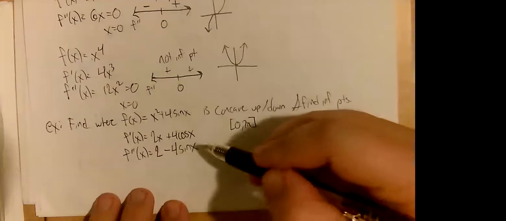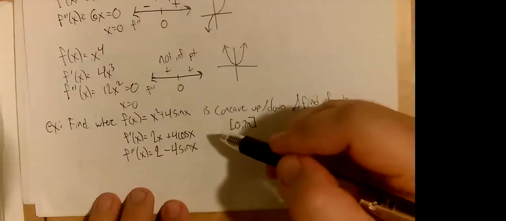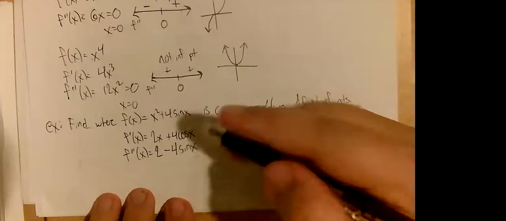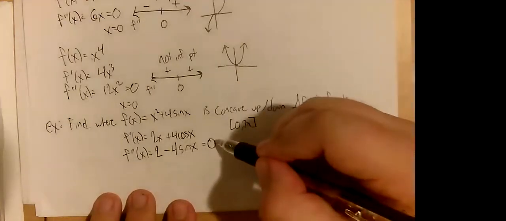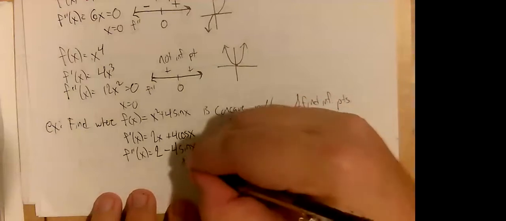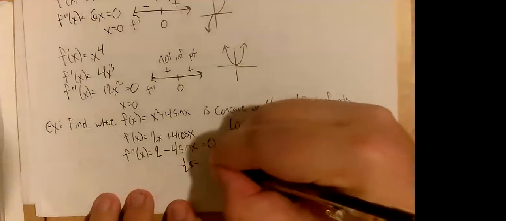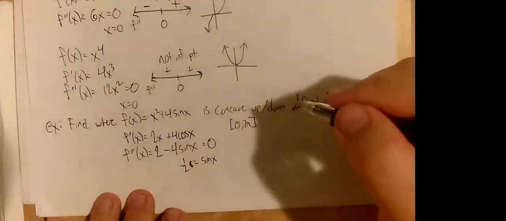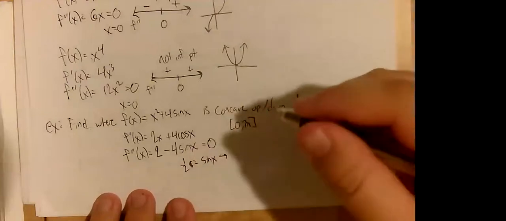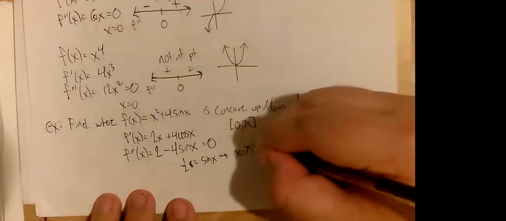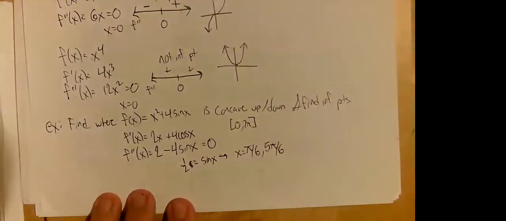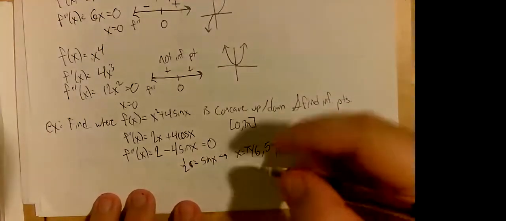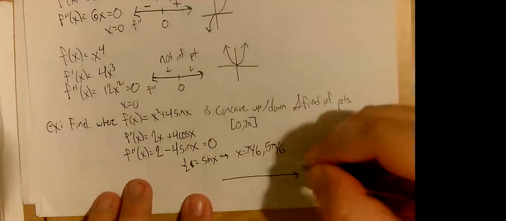So we want to see where this is 0 or undefined. Now, sine isn't going to be undefined anywhere, so we just need to see where this is going to equal 0. So I'm going to add 4 sine of x over here, and I'm going to divide by 4. So this means that 1/2 will be sine of x. And in the interval 0 to 2 pi, this is going to happen when x is pi over 6 or 5 pi over 6. All right, so these are our potential inflection points here.